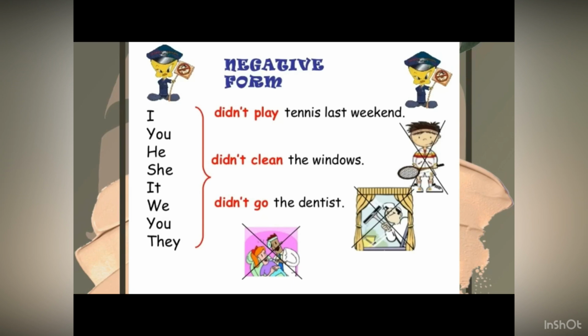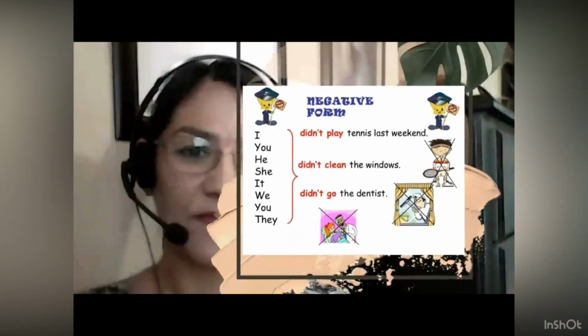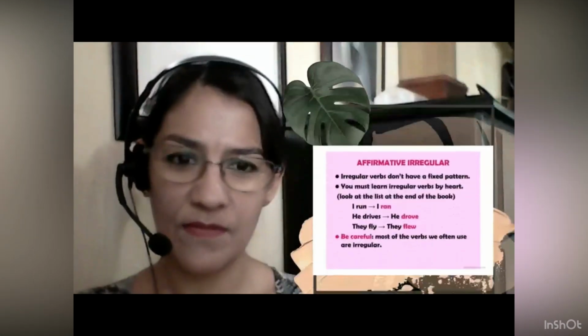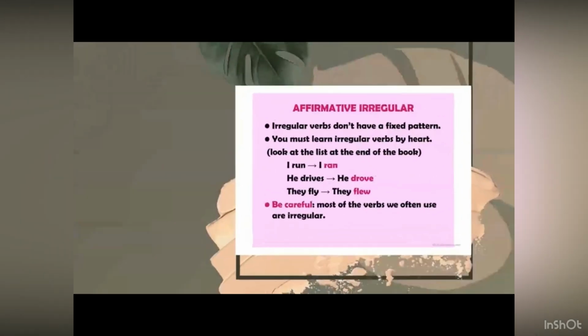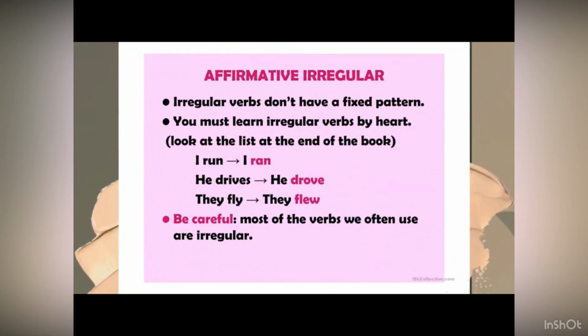To express a negative idea, we use the auxiliary didn't, which is the contraction for the words did not. And then you can use the infinitive form of the verb. This way you can say, he didn't clean the windows. To express an affirmative idea, we use just the verb in the past.